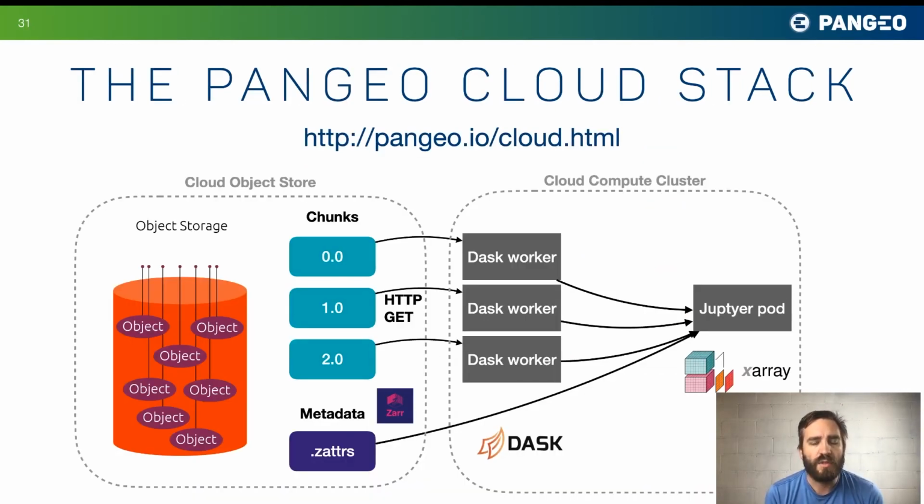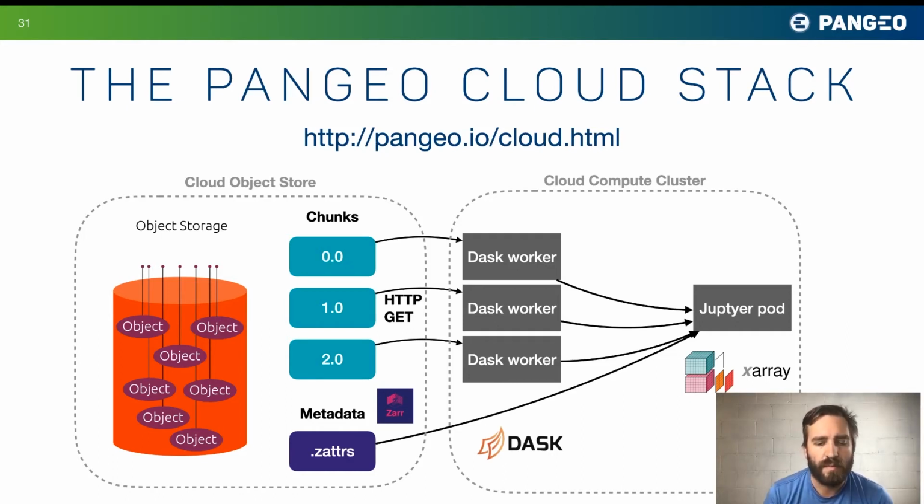To get a little bit more specific, this is what our Pangeo stack looks like when we're working with data in the cloud. Over on the compute side, we'll be using Xarray from Jupyter, talking to Dask workers that are distributed across a Kubernetes cluster. And each of those Dask workers will be pulling data from object storage in the Zarr format.